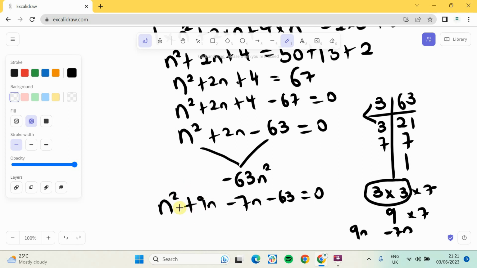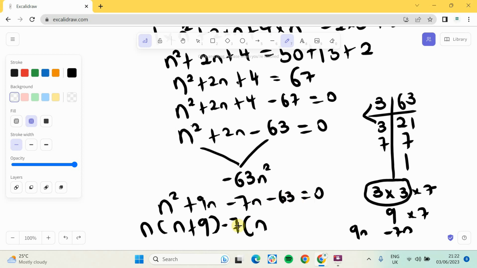What is common in these first two? I can see n here, I can see n here, so I can factor out that n, right? So n squared divided by n will give me n, plus 9n divided by n will give me 9, right? What is common in both of these? I can see minus and I can see 7. If I divide 63 by 7, I will have the same answer. So that means minus what? 7. I can factor minus 7 from this. Minus 7n divided by minus 7 will give me n.